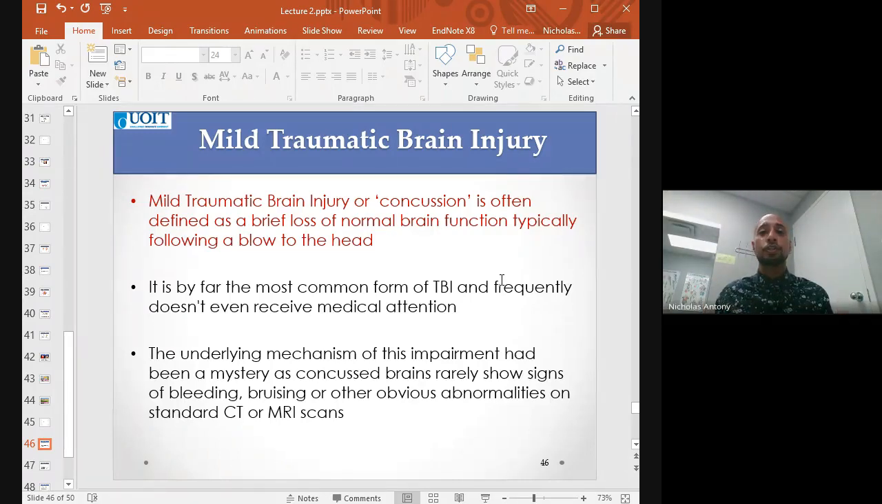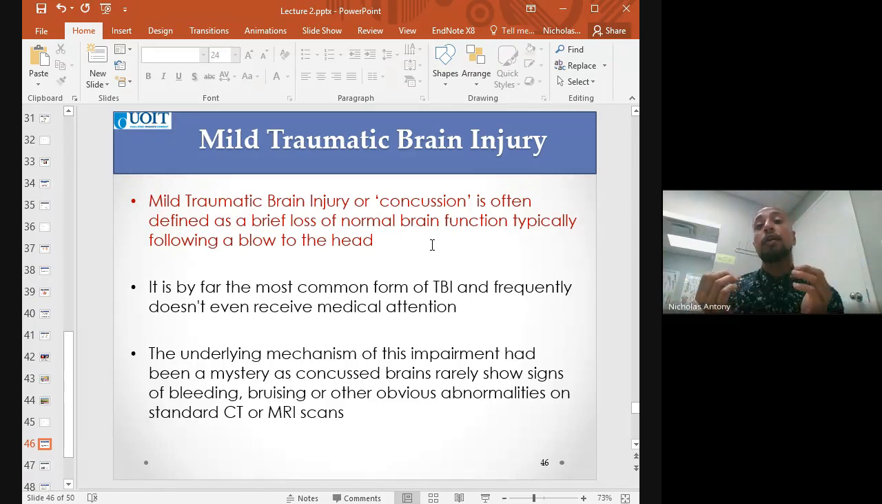With a concussion, the other term is mild traumatic brain injury, it's defined as a brief loss of normal brain function resulting from a hit to the head. Now, the problem with concussions is that it can happen without hitting your head. It can happen as a result of a car accident where you don't hit your head, but there's heavy acceleration. Think about hockey, right? Someone can get checked, doesn't hit their head, but can still get a concussion. So it involves high accelerations where the head is moving.